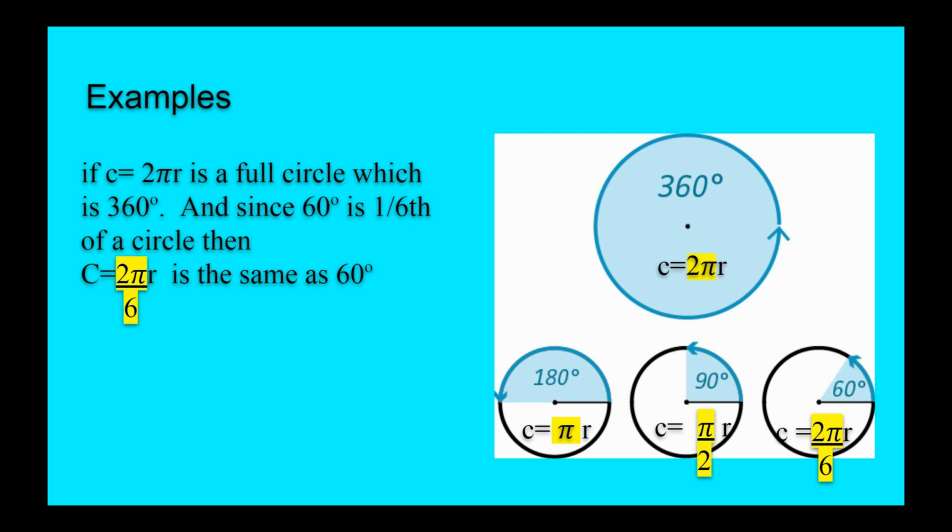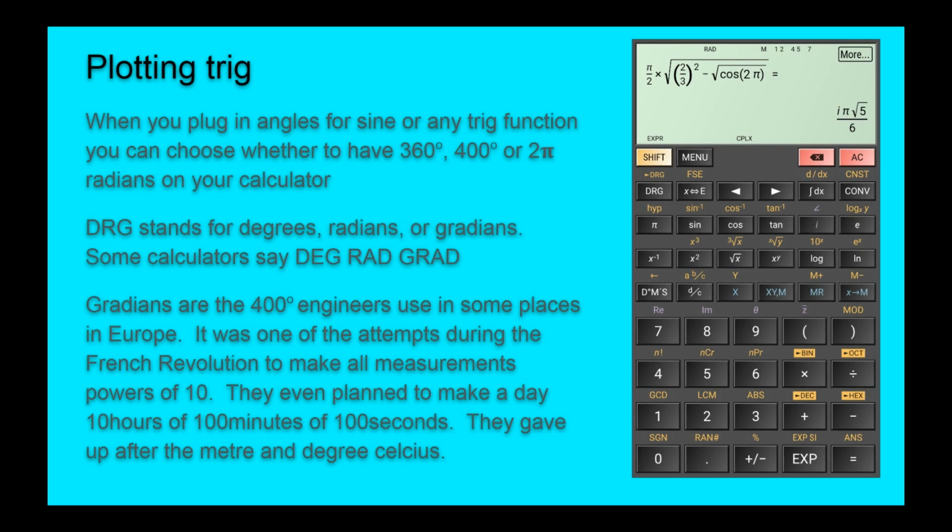I am not teaching this to you to make you use it. I'm just trying to get you to understand there's a different way of putting these numbers into Desmos, and you'll see why in just a moment. When you go to plot trig on your calculator, you can choose whether to report it in degrees, gradians, or radians.